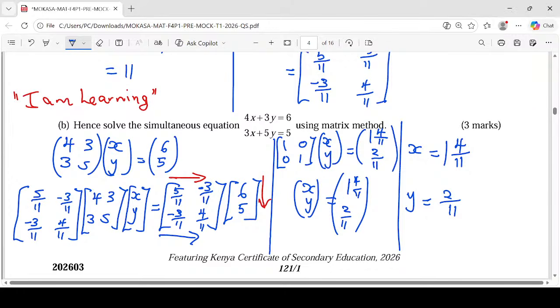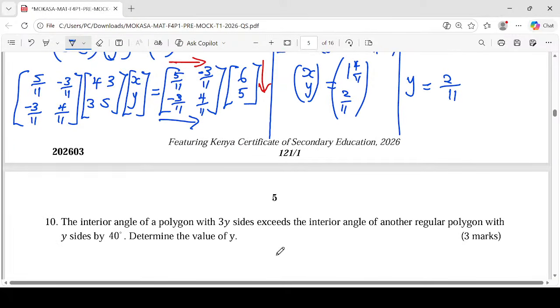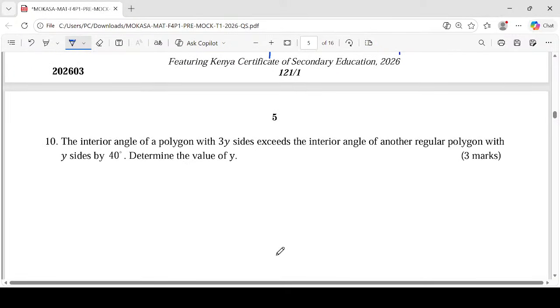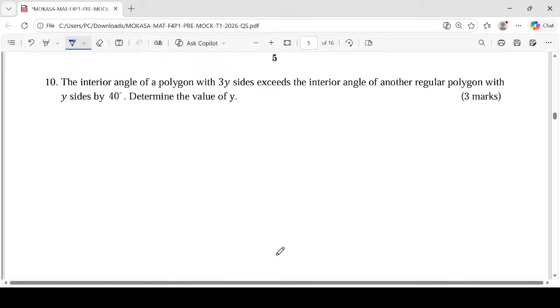Let's have a look at the next question of discussion, ladies and gentlemen. We are now going to question number 10 of section 1 of this wonderful paper. Question number 10, which is a very common question in math paper 1.